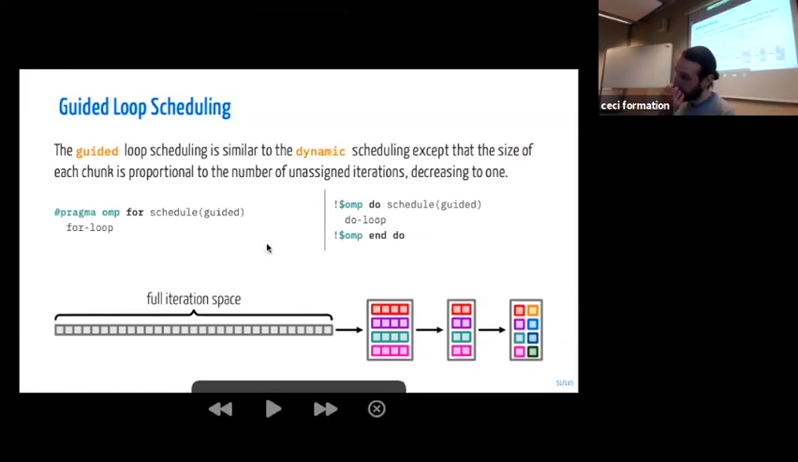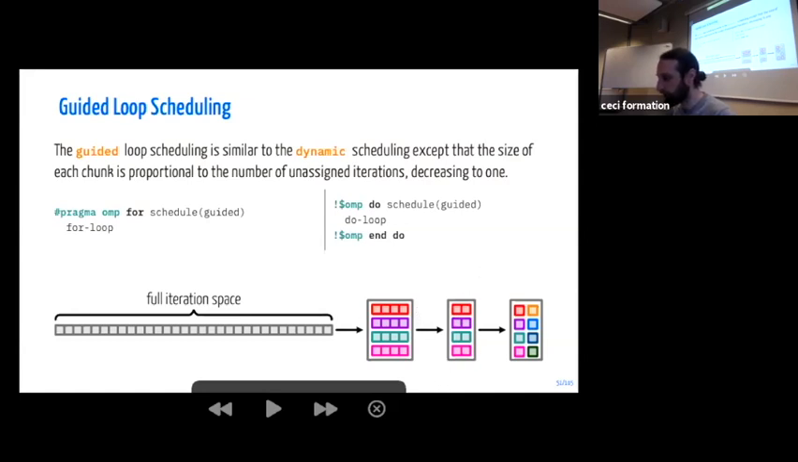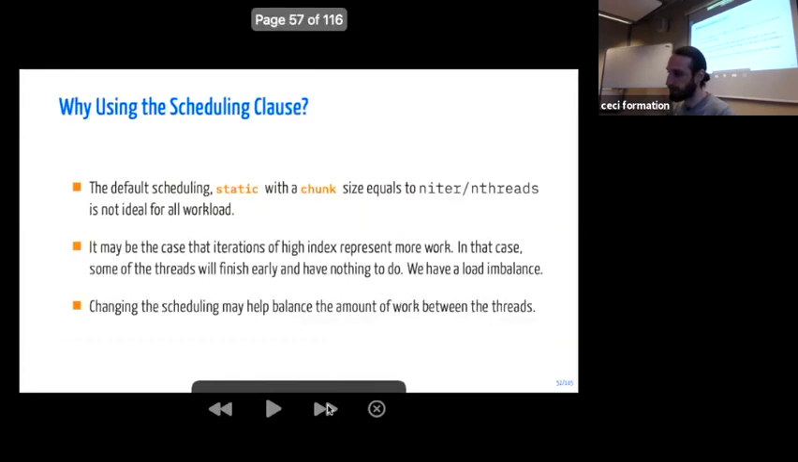Another option is guided, which is the little brother of dynamic, except that the size of each chunk will diminish proportionally to the number of unassigned iterations, decreasing to 1. So you start with a chunk size of, I don't know, 4 in this case, and then it will be 2, and then a chunk size of 1. It's exactly the same as dynamic, except that the chunk size is not constant. The fewer iterations you have, the smaller the chunk size is.